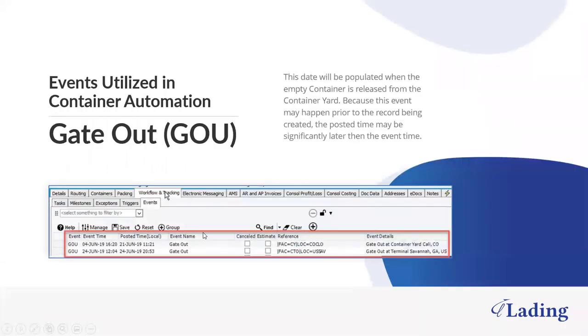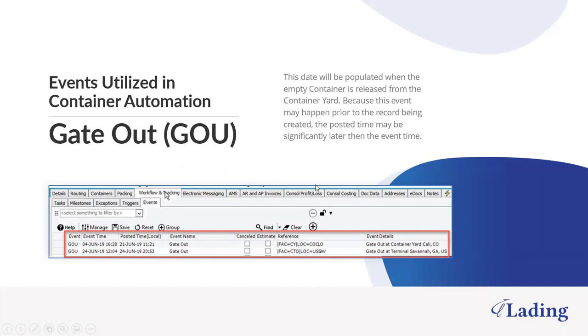You'll also see GOU or gate out. This date will populate when the empty container is released from the container yard. This event may happen quite a ways before when you actually start entering your consolidation. So in this case at the bottom you can see it was actually released on June 4th, even though we didn't start creating this consolidation till June the 21st.